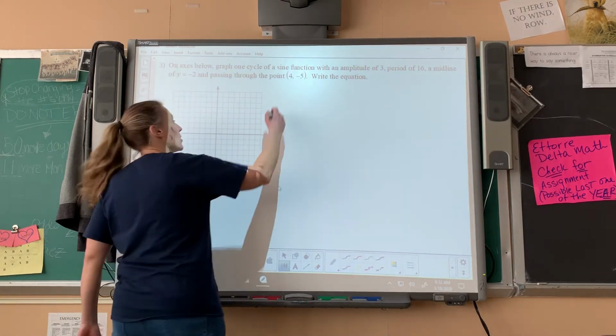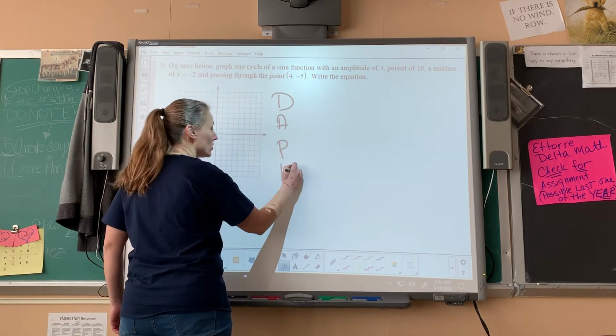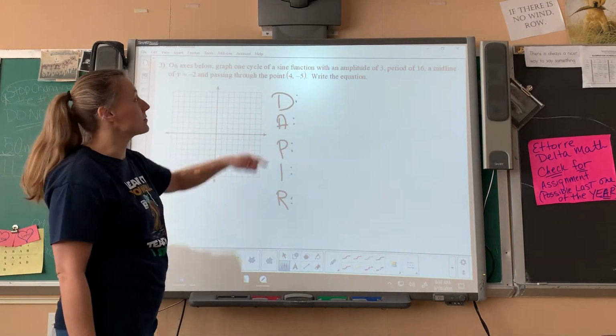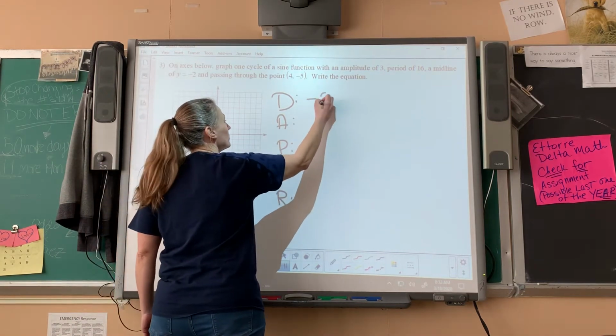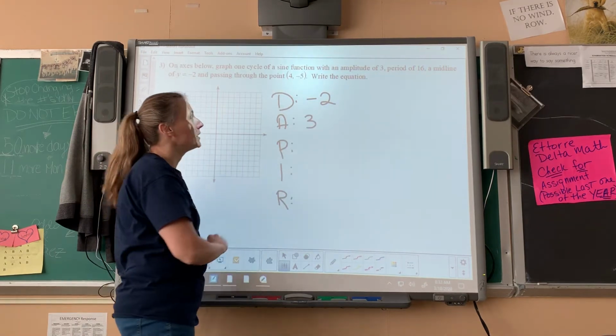All right, so we are graphing. Whenever you graph, we do our DAPPER, okay? D is the midline. Midline of y equals -2. Amplitude of 3, that's nice, they just tell you.